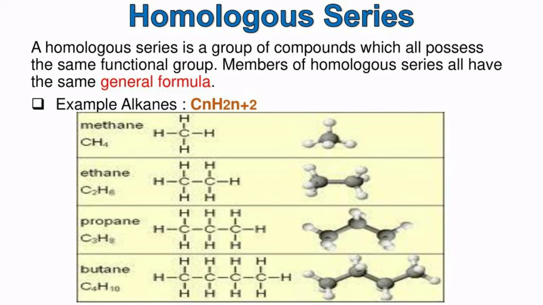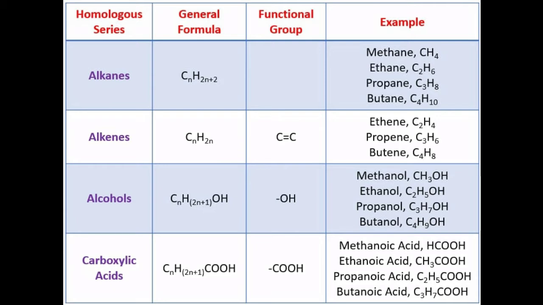If you observe the above series, you can notice that each successive member has one methylene group more than the preceding member of the series, and hence they are called homologs. Characteristics of homologous series. Each member of the series differs from the preceding or succeeding member by one methylene group, that is CH2 group, and hence by a molecular mass of 14 AMU, that is atomic mass unit. All members of a homologous series contain the same elements and functional group.